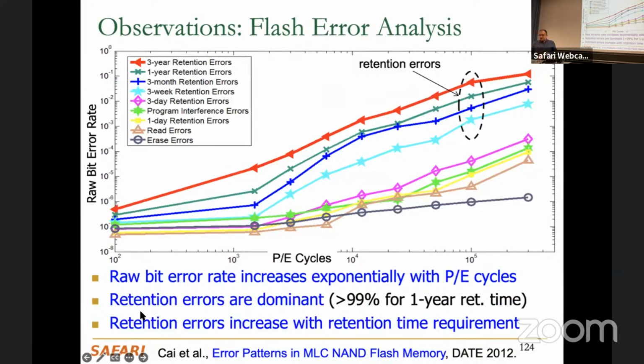And the retention errors increase with retention time requirements, of course. So that's the thing: if you want to start with flash memory and fix a problem, it's better to start and fix the retention errors. But once you fix retention errors, you can see that other errors can now be a bottleneck, like the program interference errors, read errors, and erase errors.